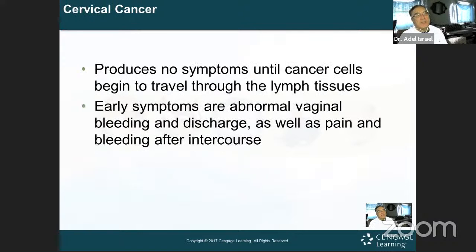Cervical cancer, as I told you, produces no symptoms until cancer cells begin to travel throughout the lymph tissue. And the early symptoms are abnormal vaginal bleeding, as I told you, and discharge, as well as pain and bleeding after intercourse. So we mentioned this point earlier.